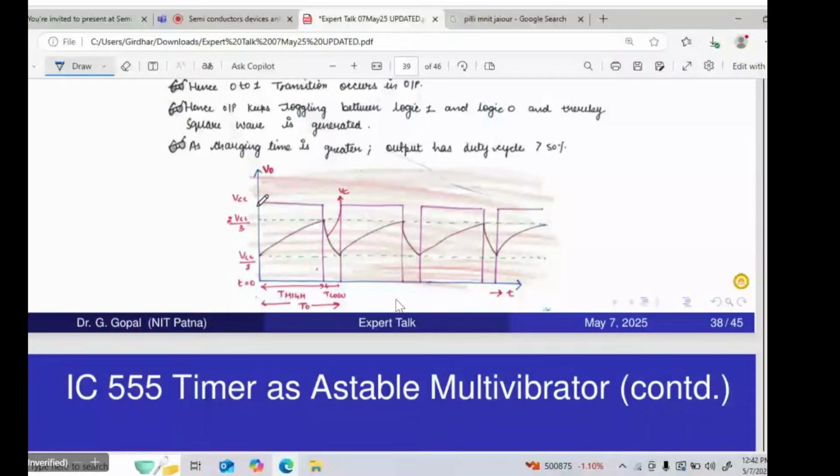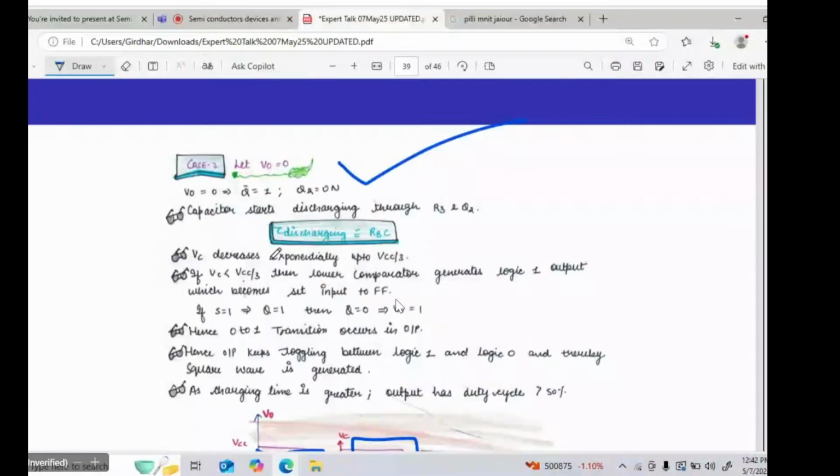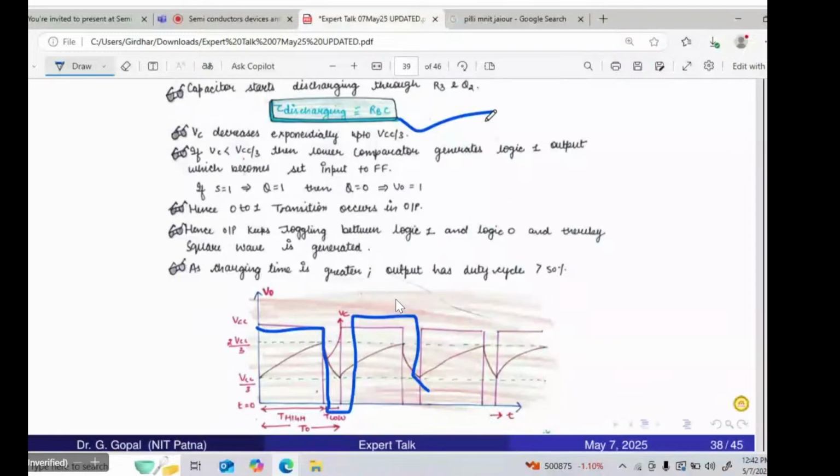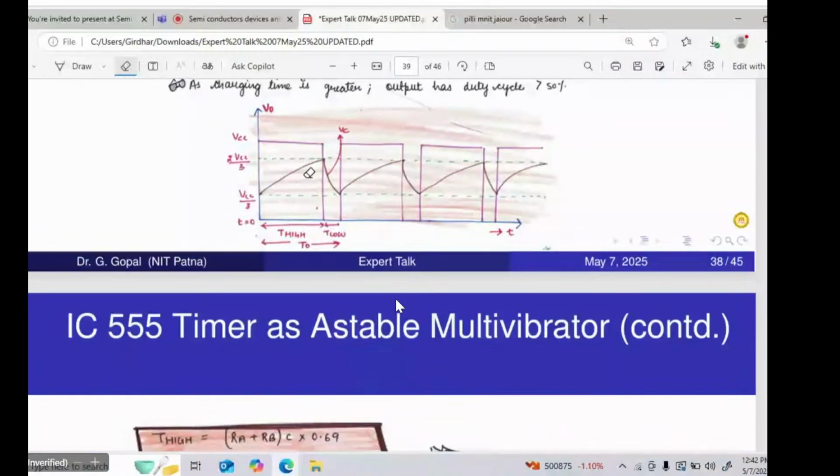Right. Now in this case, what is interesting is the charging time. Here the charging time is (RA plus RB) into C. The discharging time is RB into C. Since the charging time is greater than the discharging time, the output has a duty cycle greater than 50 percent. That means the on time period is greater than the off time period, as you can see clearly in the figure.